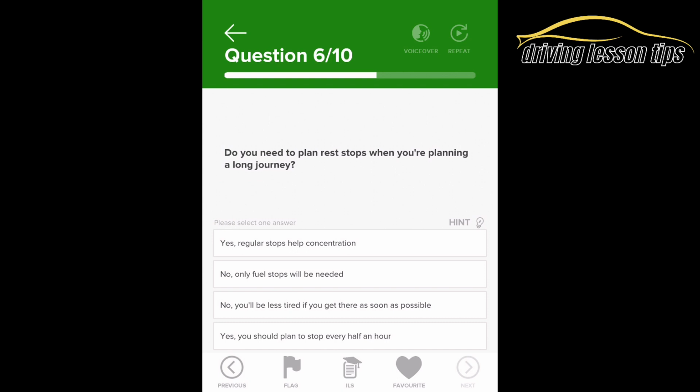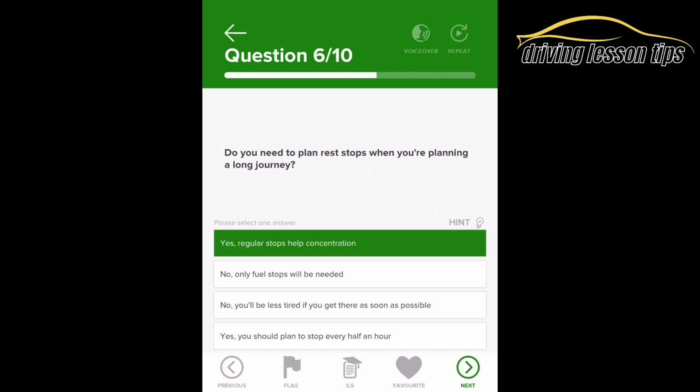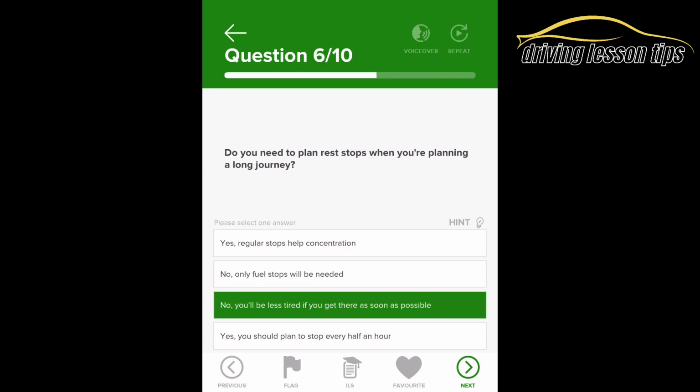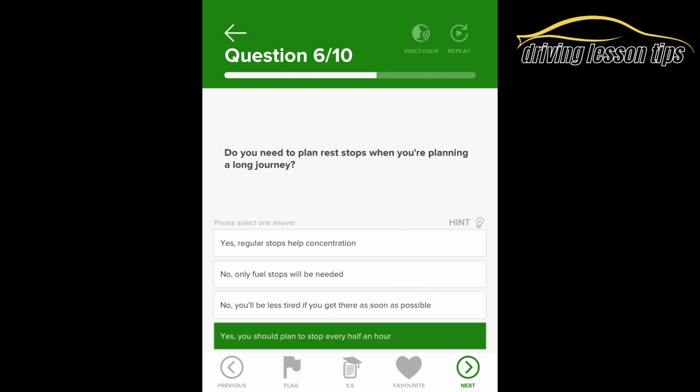Question 6. Do you need to plan rest stops when you're planning a long journey? A, yes, regular stops help concentration. Or is it B, no, only fuel stops will be needed? C, no, you'll be less tired if you get there as soon as possible? Or D, yes, you should plan to stop every half an hour. So let's think which one would make more common sense. If you've got a long journey, read the question again. Do you need to plan rest stops when you're planning a long journey?